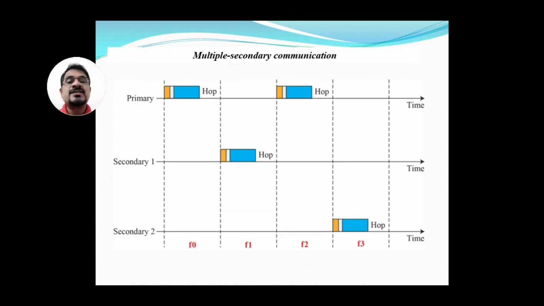Now in this picture you can understand how one primary and multiple secondaries communicate. To make it easy to understand, I have used one primary and two secondaries. Right.